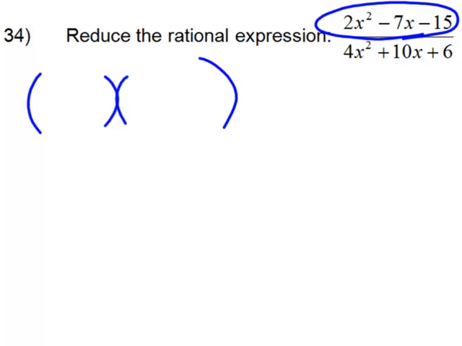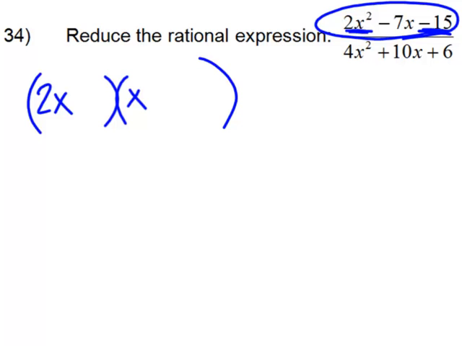And for whatever frustration you feel for having to deal with these quadratics with non-1 coefficients, the good news is that there's a little bit of a favor here. The favor is that 2x squared term, that can only be factored in one way. That can only be factored as a 2x and an x.